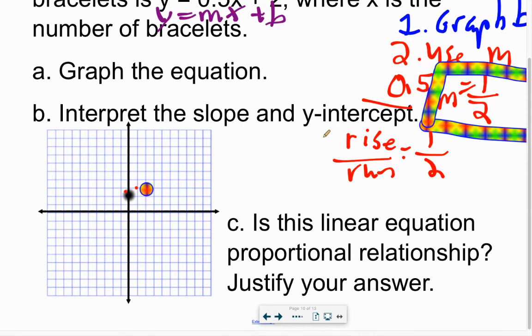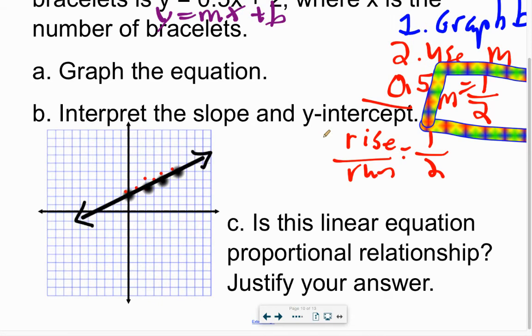Put a dot. And then do it again. Rise 1, run 2. Make yourself a dot. Rise 1, run 2. Make yourself a dot. And we can continue that pattern on and on. But what we're going to be interested in is once we've got that, draw a line in.